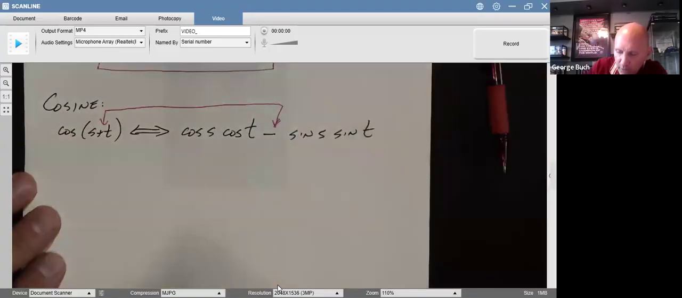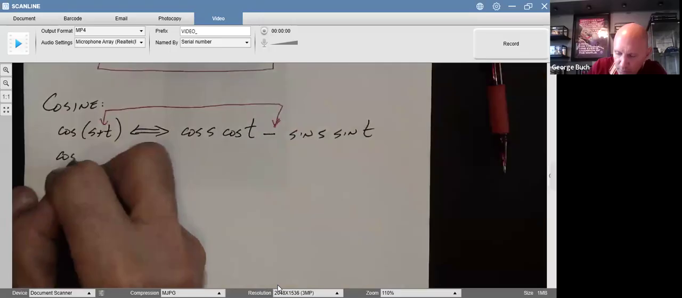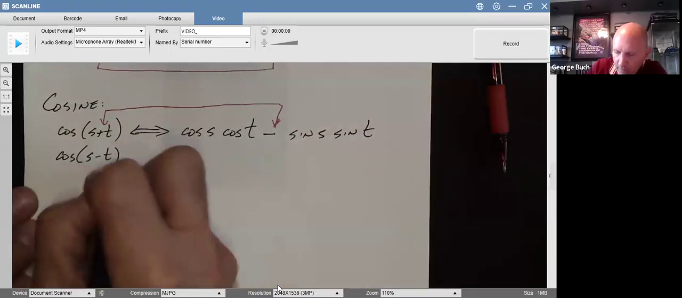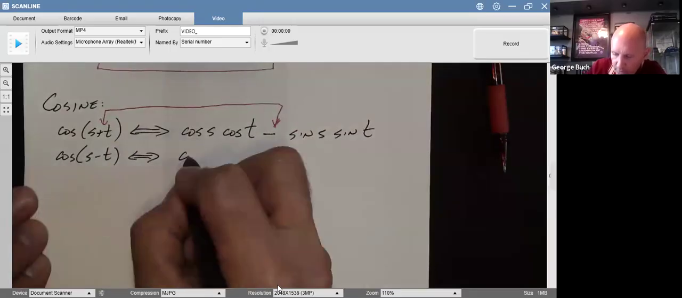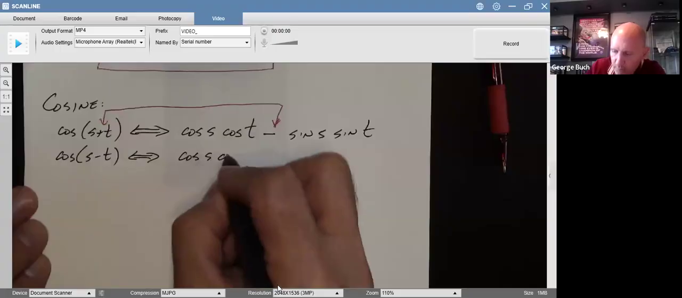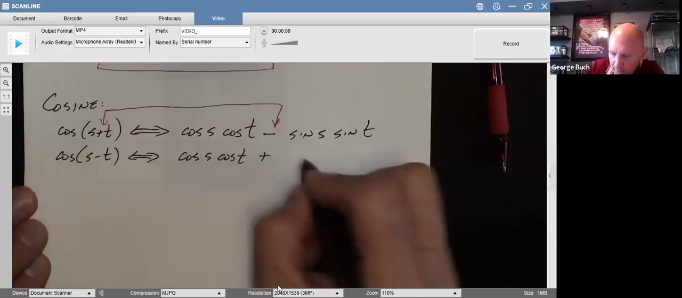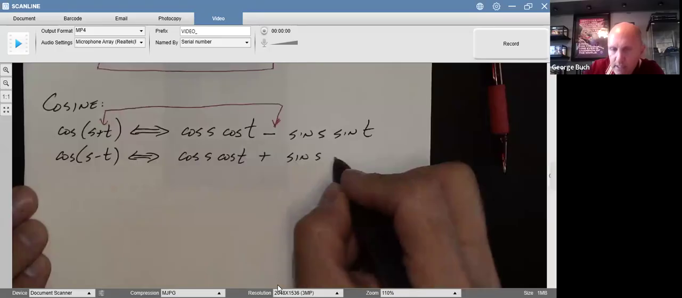And so that means what? We can almost guess. Cosine of s minus t is going to be what? Cosine s cosine t plus sine of s, sine of t.